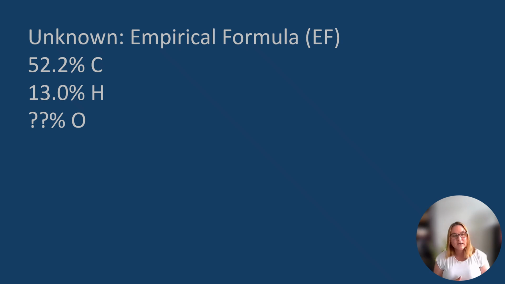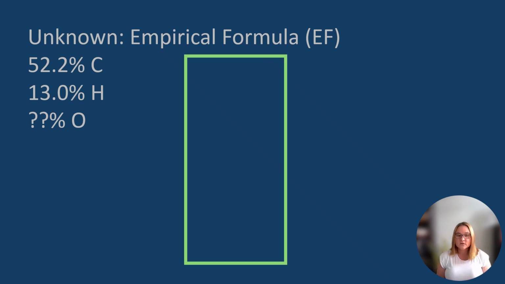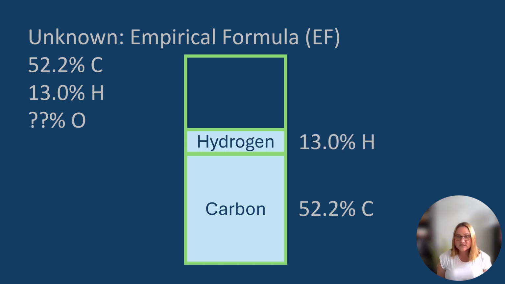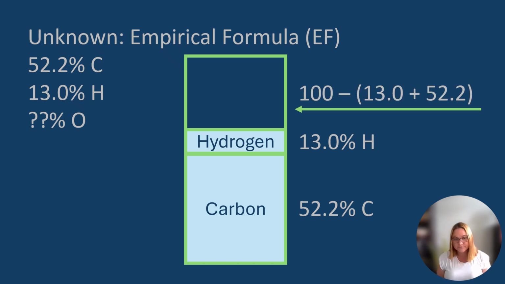Assume that this rectangle represents 100%. We know that 52.2% of that sample happens to be carbon, so just over half of our 100% would be attributed to carbon. We also know that 13% of our sample is attributed to hydrogen. Lastly, we know that this whole remainder of the sample is attributed to oxygen.